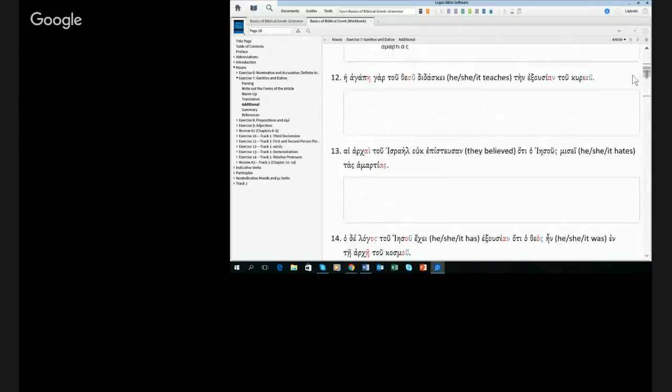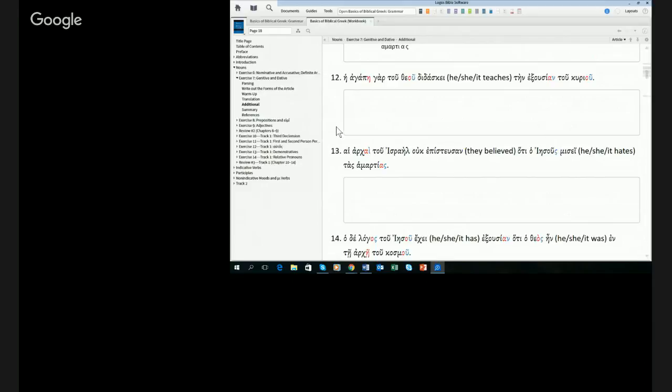Okay. 12. He agape gar tu theu. He agape tu theu. We know it's nominative singular. Notice the gar. The author cannot put it in first position in the sentence, and he didn't want to put it in between he and agape. He didn't want to split the article from its noun. Sometimes they'll do that. He didn't in this case. But it would, in our sentence, always come first.